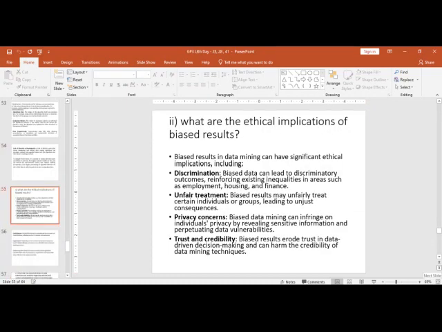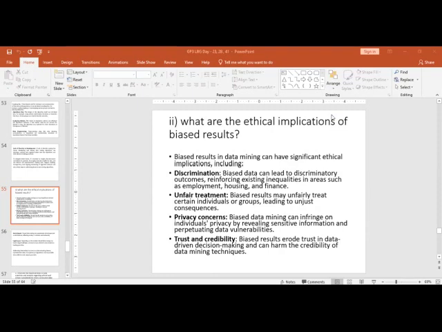What are the ethical implications of biased results? Biased results in data mining can have significant ethical implications, including discrimination.